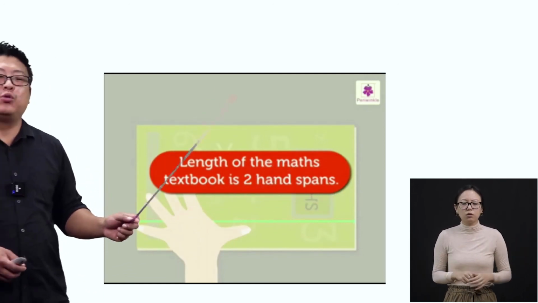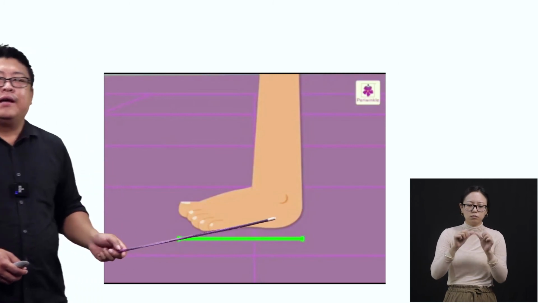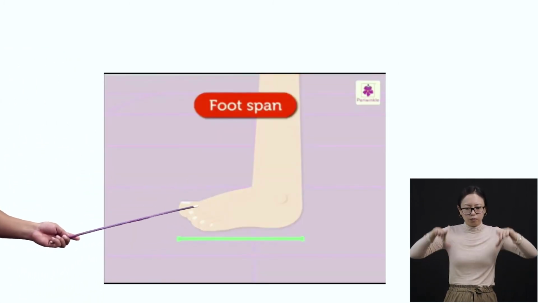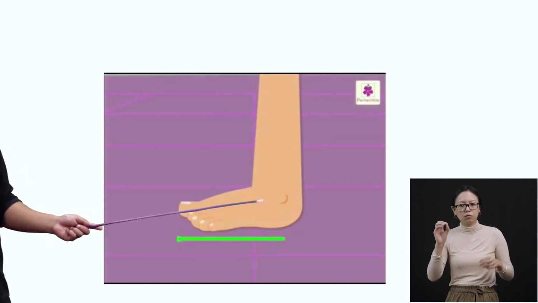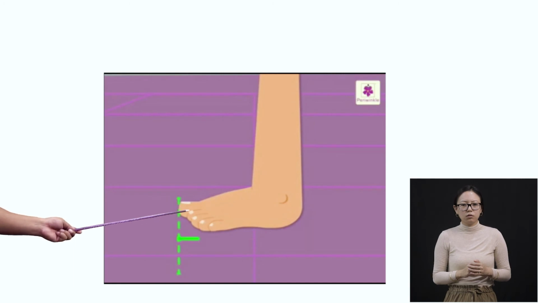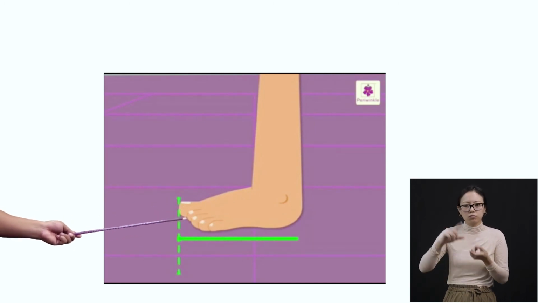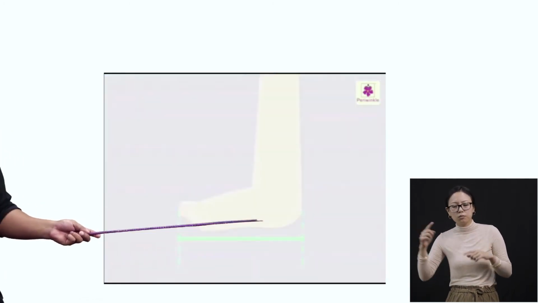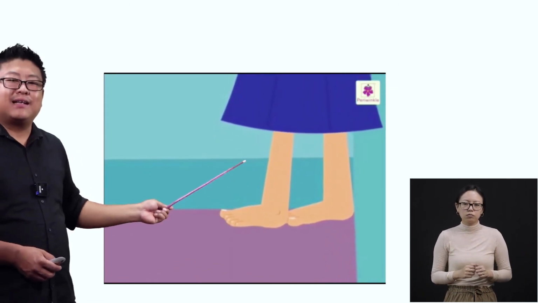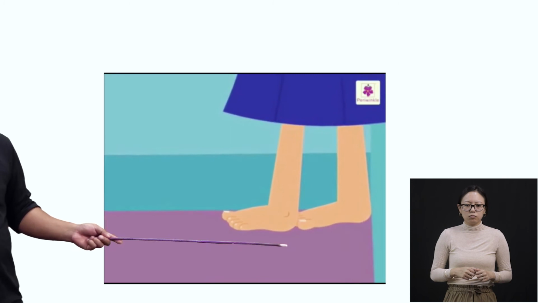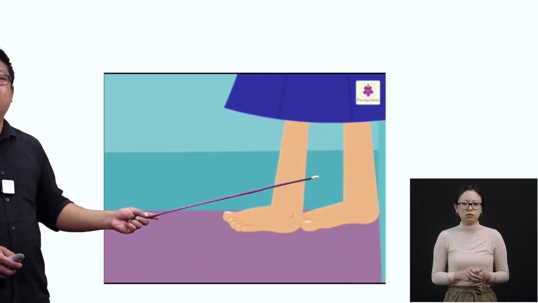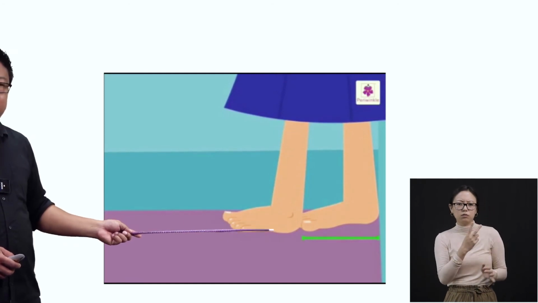Now, let's look at the next one. This is your foot span. Okay? So the foot span is nothing but from the heel to the tip of the toe. All right? This length is called your foot span. Now let's measure the length of this classroom with foot span. All right? So this is the first foot here, the first foot, and the second foot.